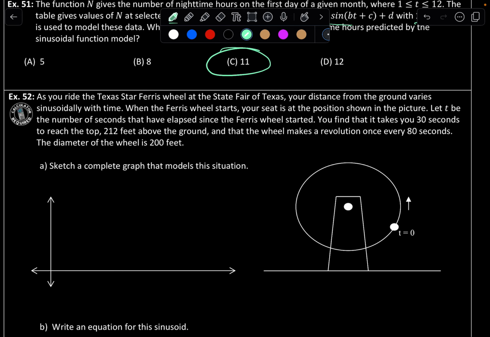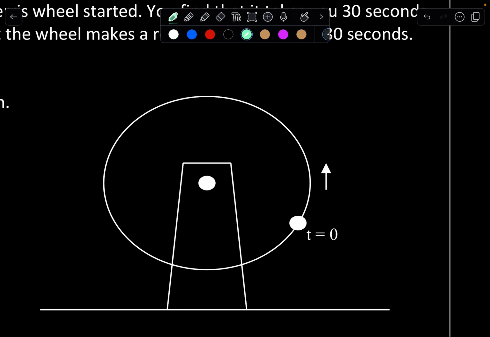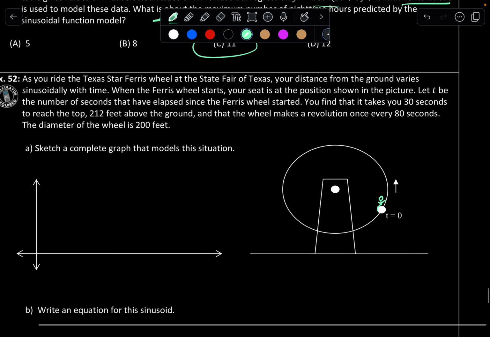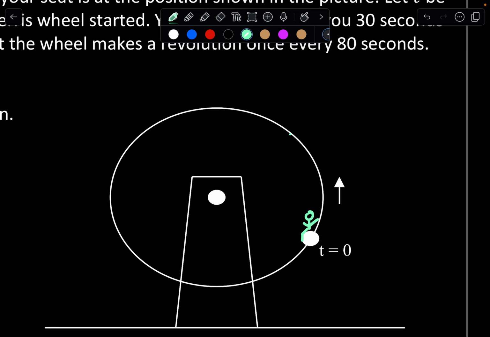All right, so we can use all of this information in order to get started with part A, which is to sketch a complete graph. I would suggest you fill out the Ferris wheel circle first, and then from there extract your data to graph the sinusoidal function. So here we have our Ferris wheel. This is you getting on the Ferris wheel. And the problem states that after 30 seconds, you reach the top, all right? So we are going to be revolving around this way.